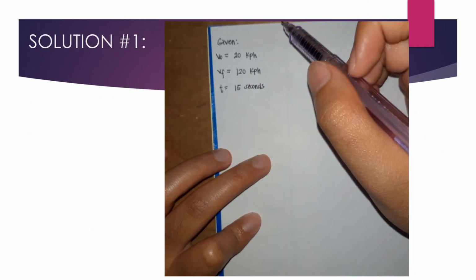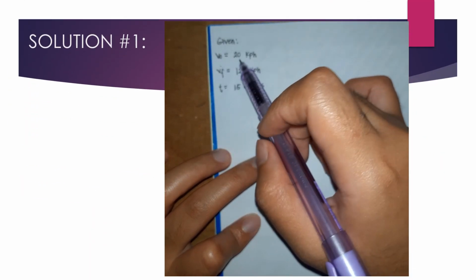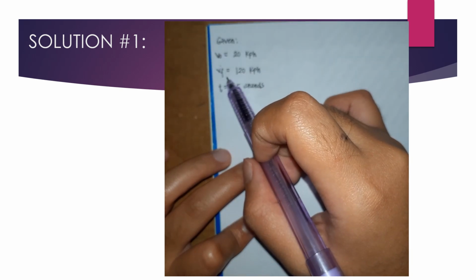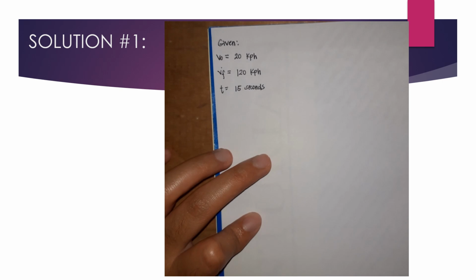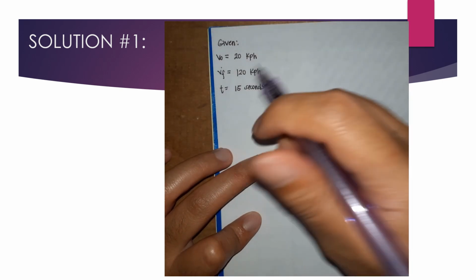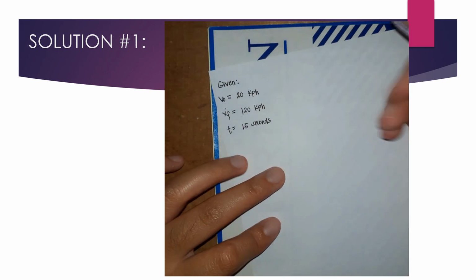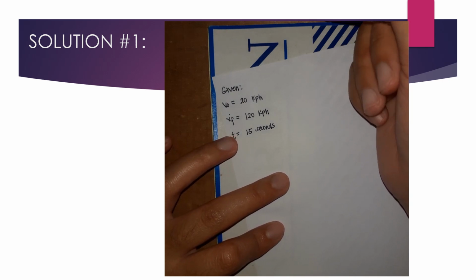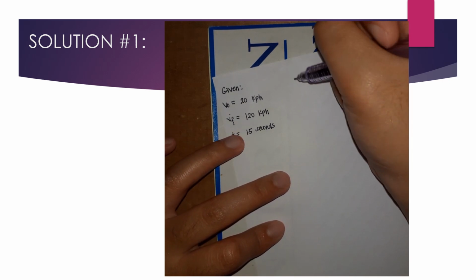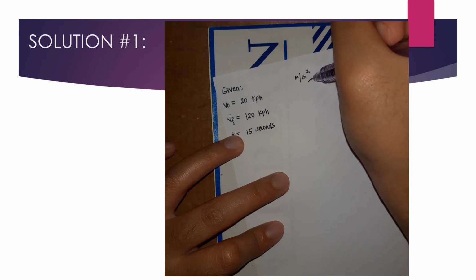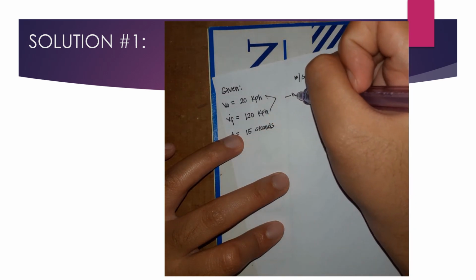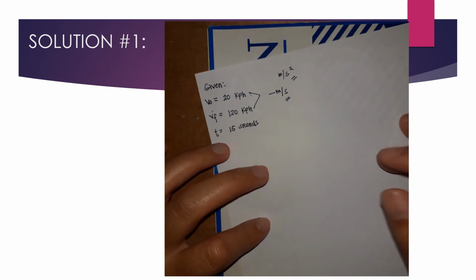Okay, so from our problem, we have our given here. V initial is equal to 20 km per hour. Our V final is equal to 120 km per hour. And our given time is equal to 15 seconds. So it is asked in the problem, what is the constant acceleration in meter per second squared? So that means we have to convert our velocity to meter per second.